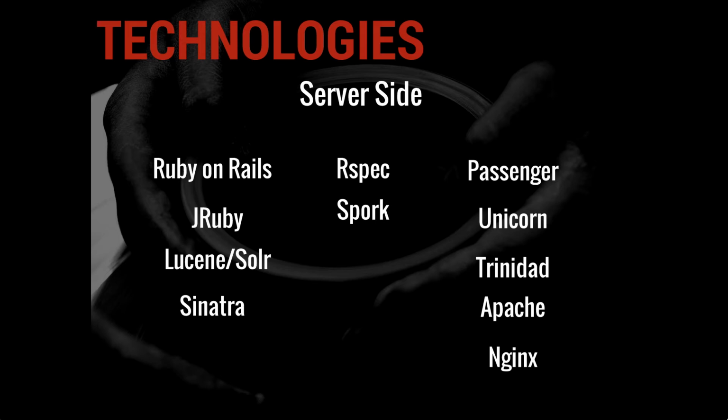The list on the right are rack servers that we've used in production. A common configuration used to set up new projects is Apache and Passenger. However, we use a combo of Nginx and Unicorn for higher traffic websites. Finally, Trinidad is the rack server that we prefer for deploying JRuby apps.